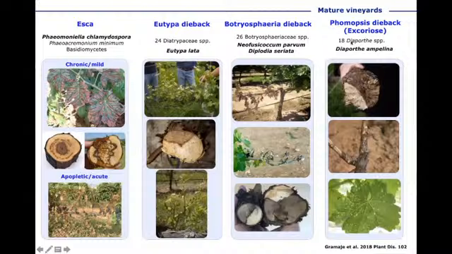Presently, 18 species in the genus Diaporthe have been shown to be pathogenic on grapevine. Among them, Phomopsis dieback is primarily caused by the most virulent, Diaporthe ampelina, which has long been known as the causal agent of the grapevine disease named Phomopsis cane and leaf spot in the US or excoriose in Europe.